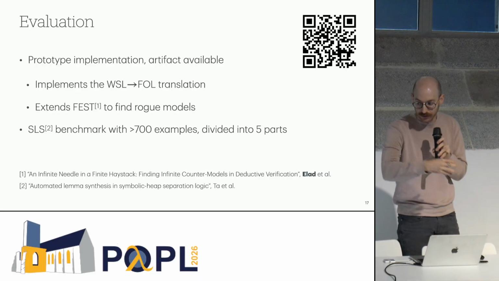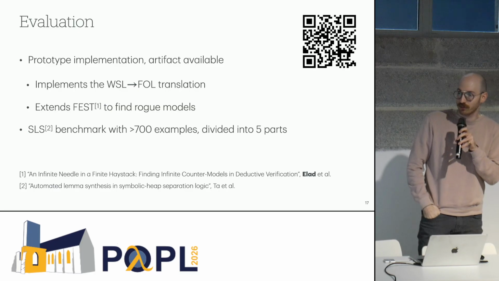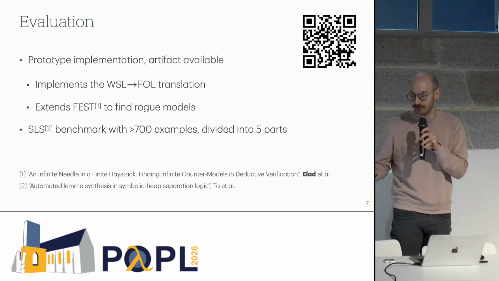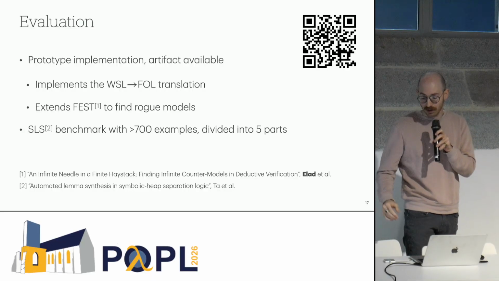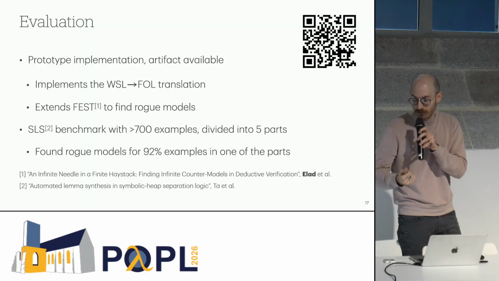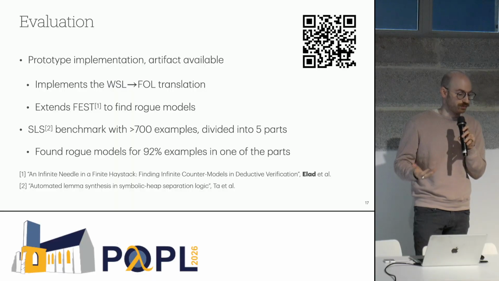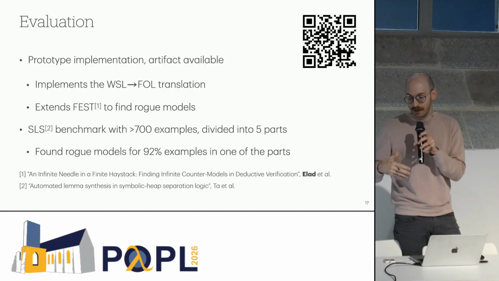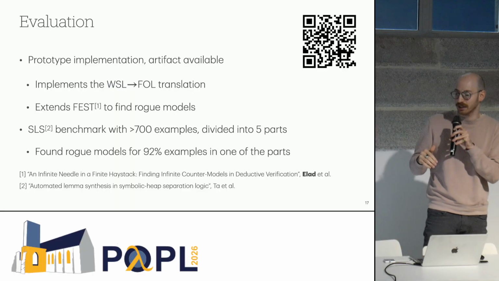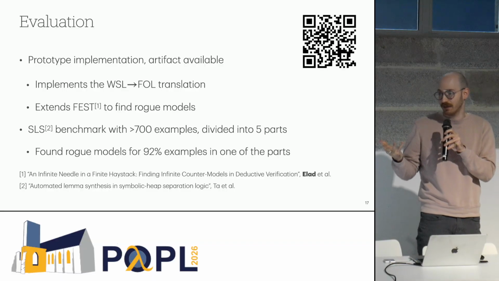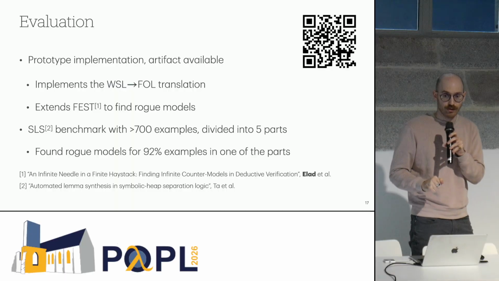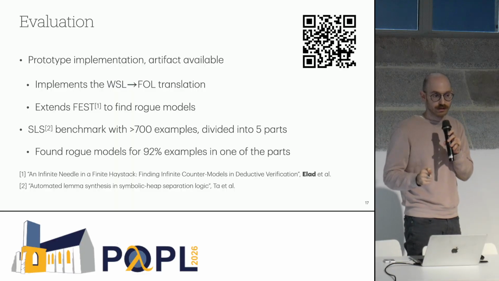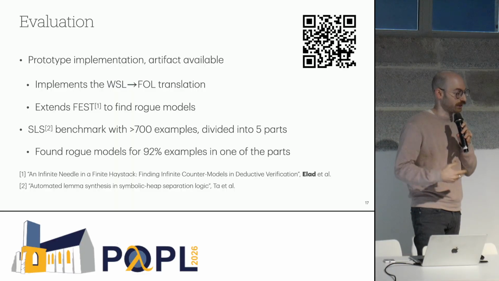And we ran the tool over the SLS benchmark, which is a benchmark of entailments in separation logic with inductive definitions. It has over 700 examples divided into several parts. And for one of the parts, we found rogue counter models for 92% of the examples. So some parts have actually entailments that are valid also in weak separation logic, and in those cases we can't find rogue models. Other parts use a lot of background theories, but for one of the parts, which is mostly just inductive definitions, we found 92% of the example counter models.